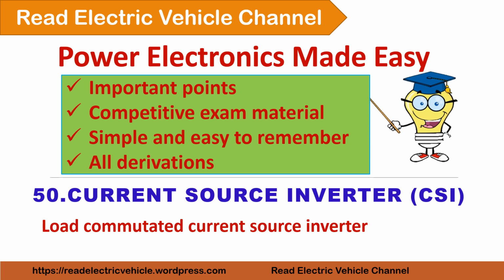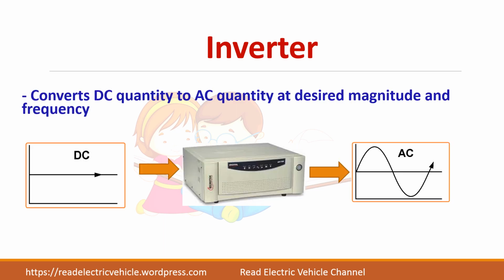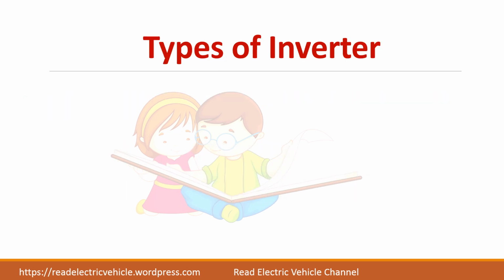Let us see about current source inverter, different types of current source inverter, and in that we will see about the load commutated current source inverter. What is an inverter? It converts a DC quantity into an AC quantity at desired magnitude and frequency. There are two types of inverter based on the source input.